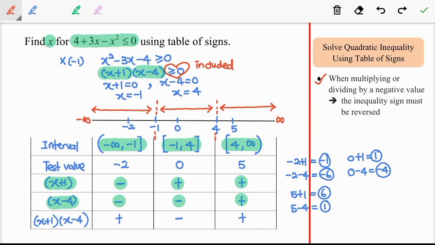Do you know where our region is? Positive or negative? So to get the answer, we have to refer to this step. Please refer to the inequality sign here. The inequality sign given is greater than or equal to 0. This refers to a positive value. This means that we are looking for the positive region. So our answer will be these two regions.